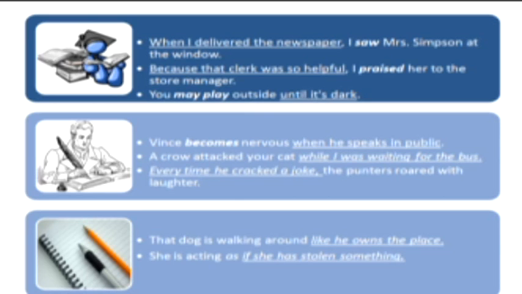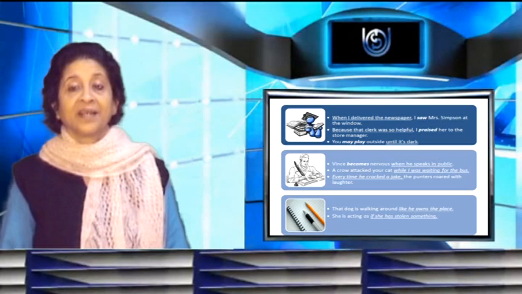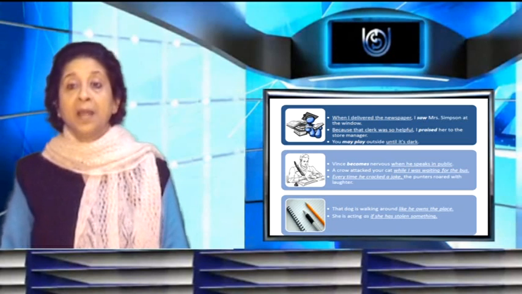Now some more examples. See on the screen, I'll show you some more examples. When I delivered the newspaper, I saw Mrs. Simpson at the window. Because that clerk was so helpful, I praised her to the store manager. Why? Because she was so helpful. You may play outside until it's dark. The condition is there. You may play until it's dark. Now another example. Vince becomes nervous when he speaks in public. He becomes nervous when? When he speaks in public.